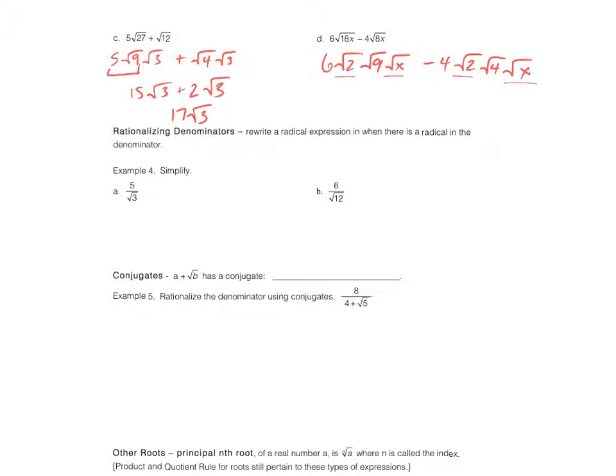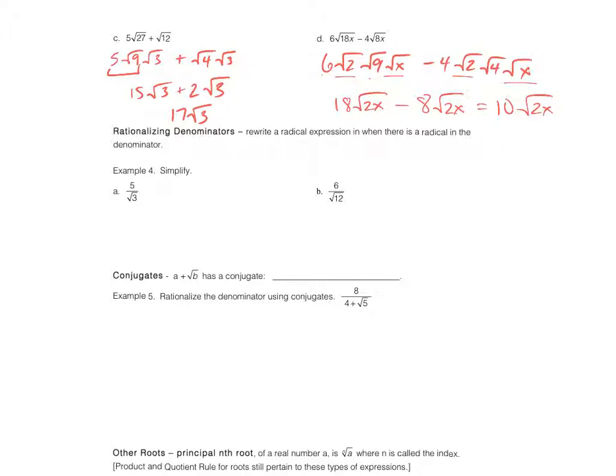So now, in this first one, we were left with 6 times the square root of 9, which is 6 times 3, or 18 times the root of 2x, minus 4 times the square root of 4, which is 8 times the root of 2x, which gives us 18 minus 8, which is 10 times the root of 2x.